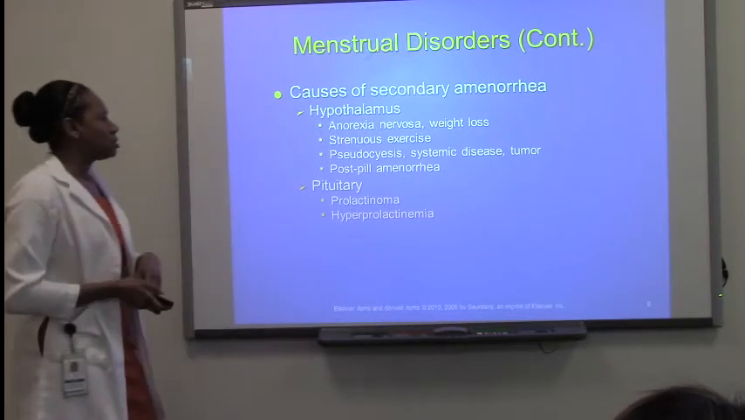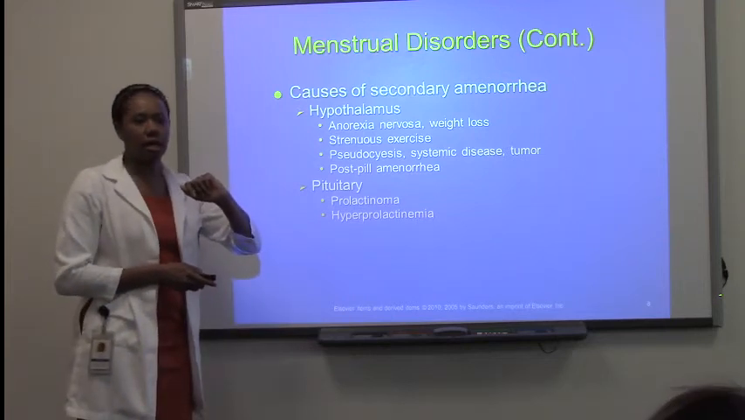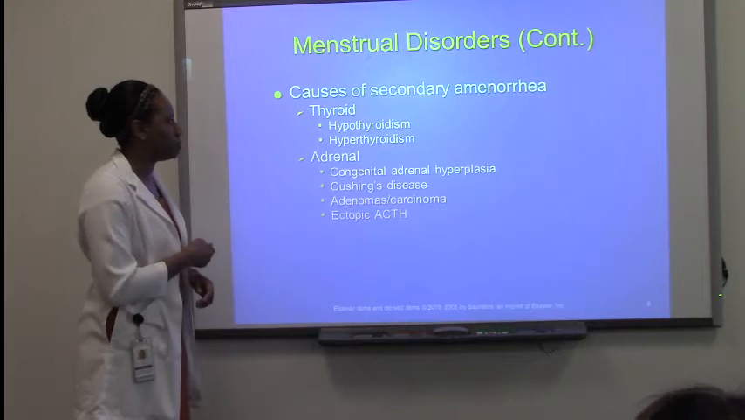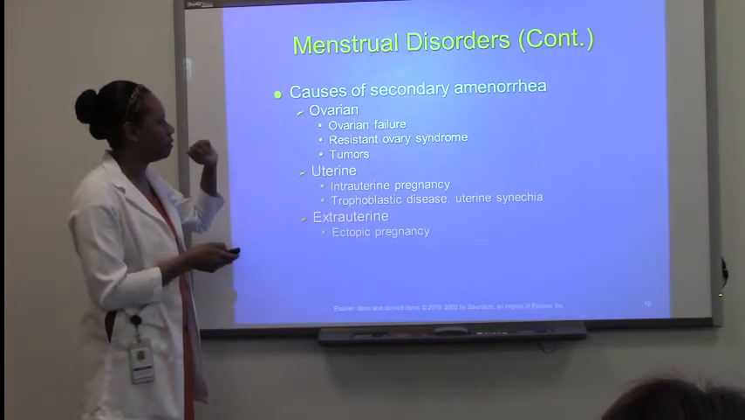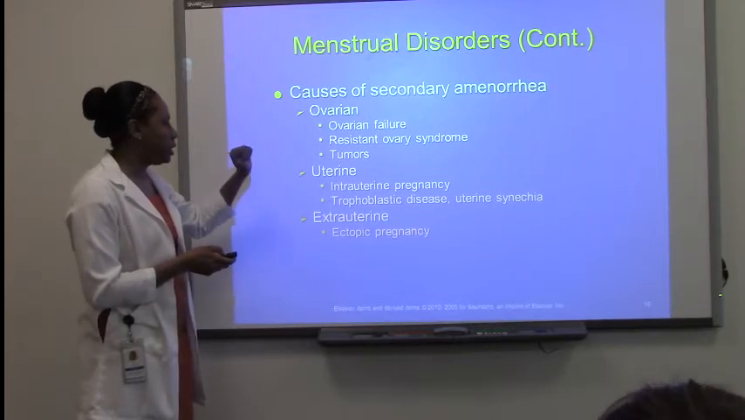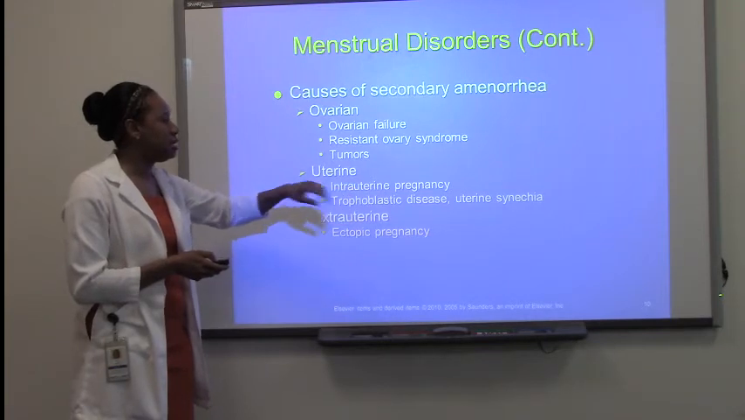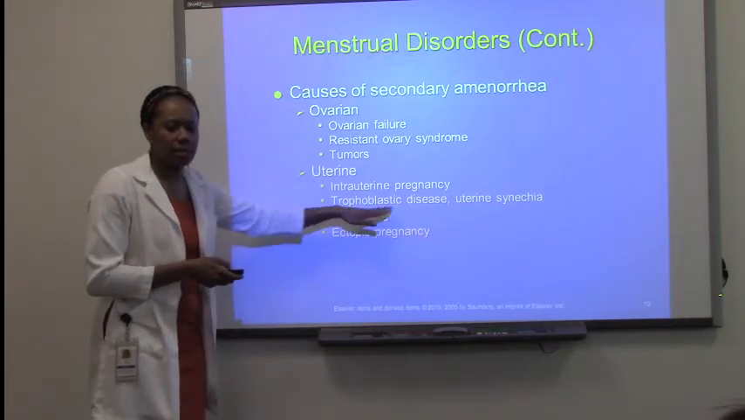Okay. So the pituitary gland, as we know, again, can definitely be an issue, not being able to secrete the hormones that we need to. Okay, so this is just repeating thyroid, adrenal, you can read through that, ovarian, uterine, intrauterine pregnancy. This can also cause amenorrhea. Trophoblastic disease, I'll explain what that is.